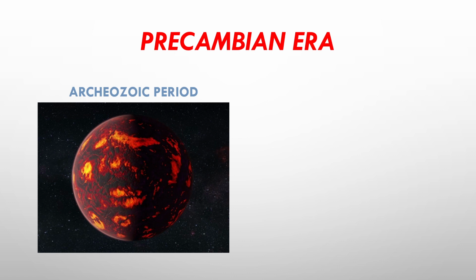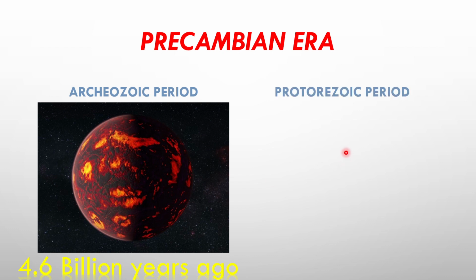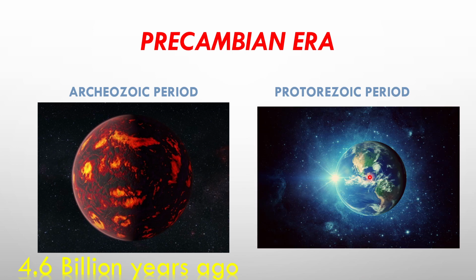The first one is the Archeozoic period. In the Archeozoic period, the Earth looked like this, and it was 4.6 billion years ago when the Earth started to form. And the Proterozoic period, in which Earth was looking basically like it was when oxygen formed, which was 2.1 billion years ago.